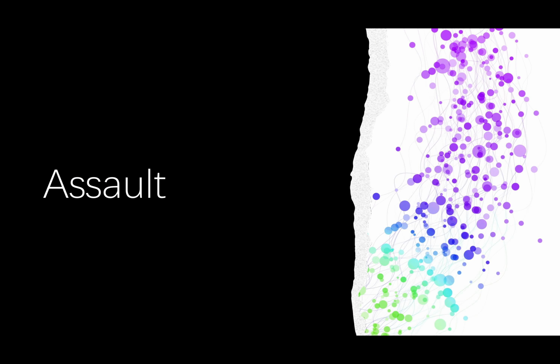So we're going to start off with assault, and I'm wondering now if we are more responsive, so you guys can tell me what assault is. What is assault?